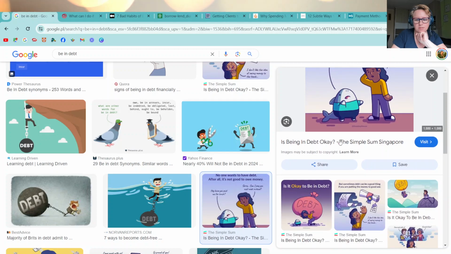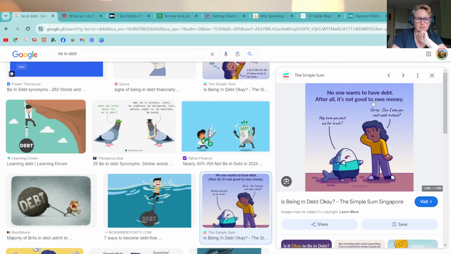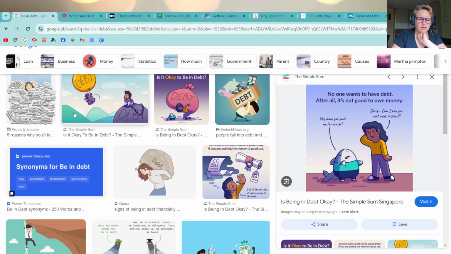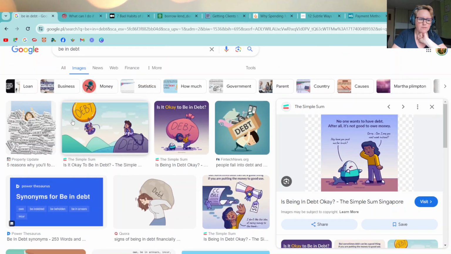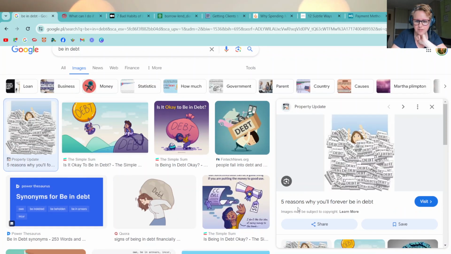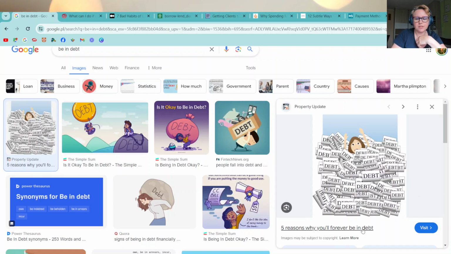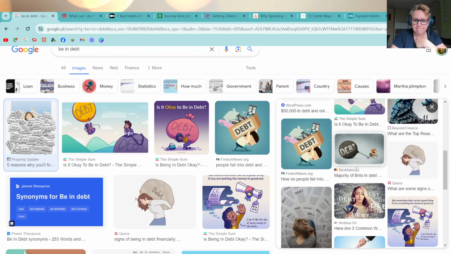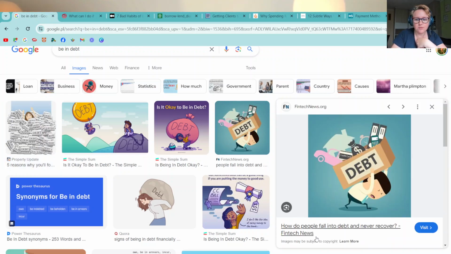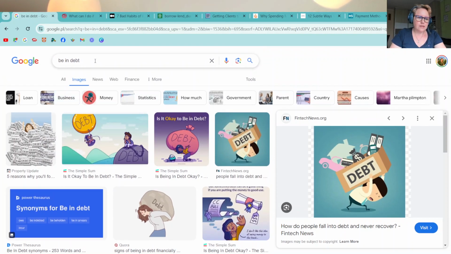Yeah, so that tells you what it means to be in debt. So to owe money, yes, to many people or to the bank. If you are really in big debt, you have a big problem. Five reasons why you will forever be in debt. How people fall into debt and never recover. Yes. If you have too many institutions or people to give money to, then you've got a big problem. Okay. Be in debt. Okay.